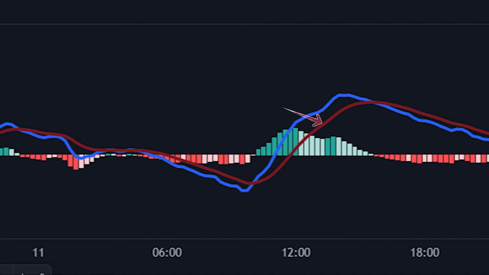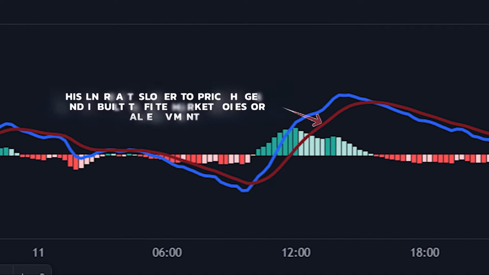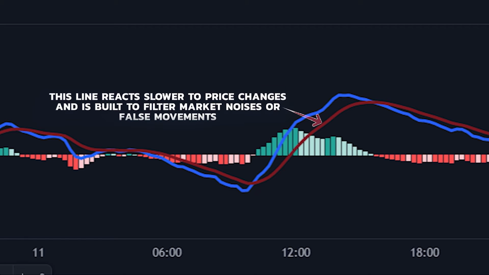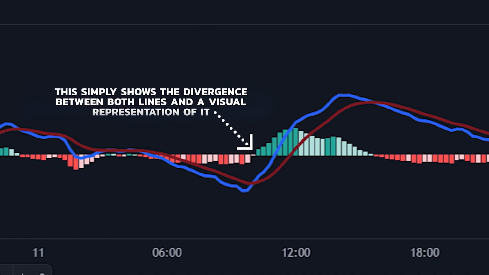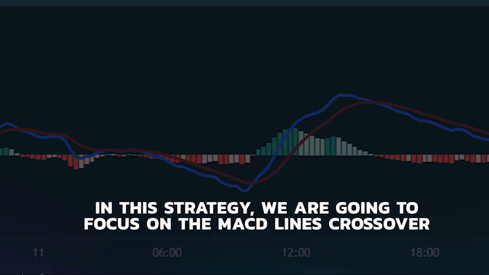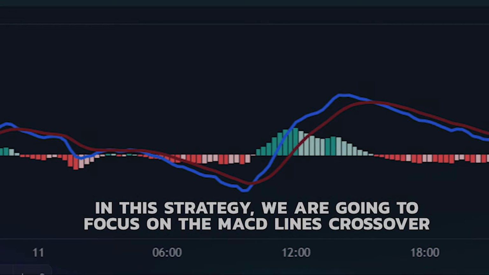Next, we have the red line, also called the signal line. This line reacts slower to price changes and is built to filter market noises or false movements. Finally, we have this histogram. This simply shows the divergence between both lines and a visual representation of it. In this strategy, we're going to focus on the MACD line's crossover.